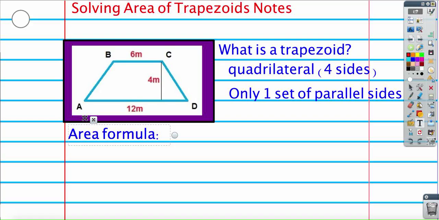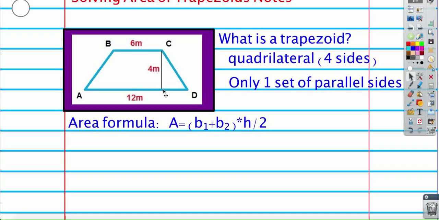And you know how I like to do everything in order. So it's going to be area equals B with a little 1 at the bottom, which stands for base 1, plus base 2. Then you're going to multiply by the height and divide everything by 2. Okay, so again, that's base 1, so the top, plus base 2, the bottom, times your height, and remember you want that to go straight up and down like this. And then you're going to divide everything by 2.